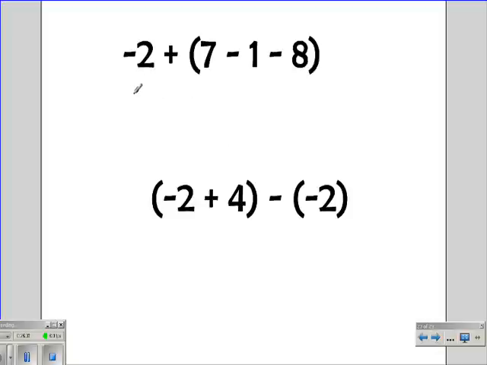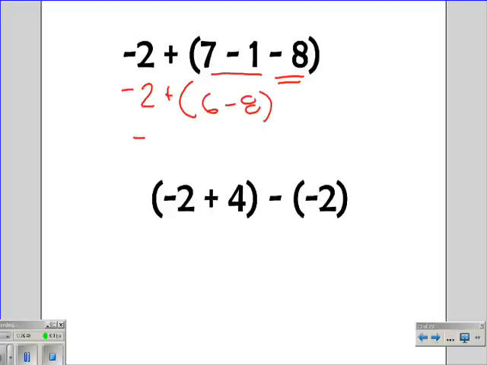Okay, coming back, let's take a look here. I'm going to start within my parentheses before I add on anything else. So I'll do 7 minus 1. Then my next step is I'll take away the 8. So 7 minus 1 is 6.